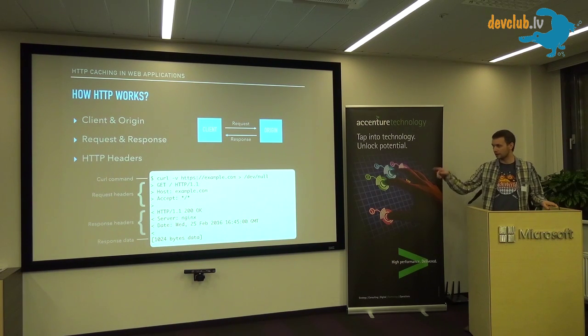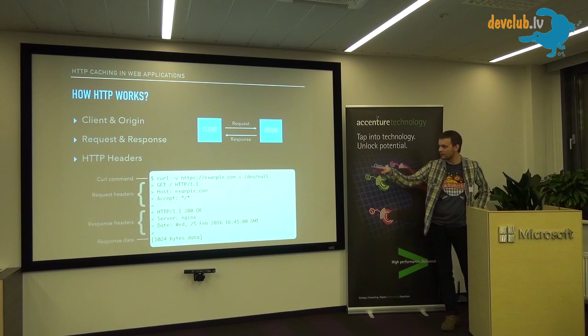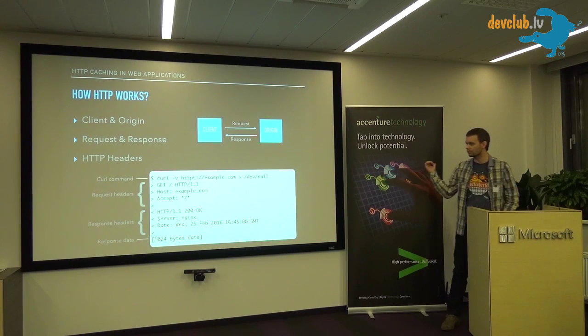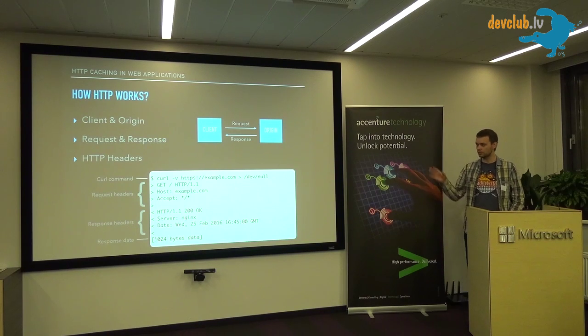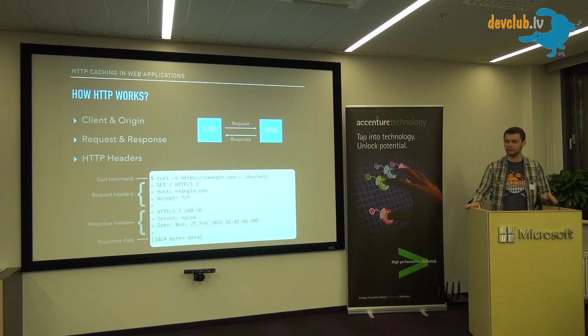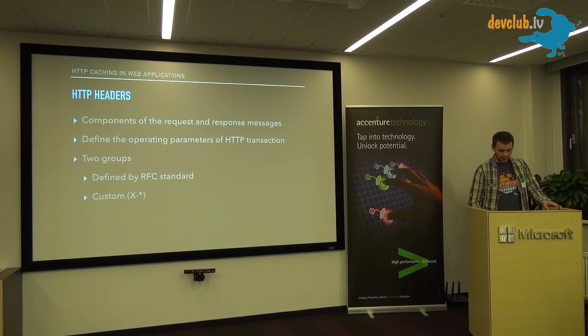I would like you to look at this example. I'll be using some of these in the presentation. This is basically a curl command to request some page, and as you can see, it lists the request headers with the arrow pointing right, and the response headers with the arrow pointing left. That's just so you understand what we're talking about here.